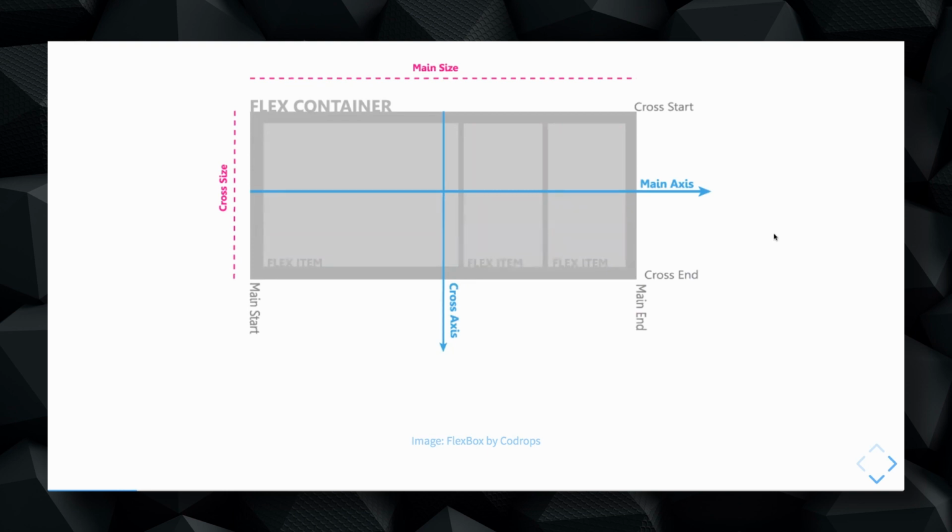So every flex container or Flexbox, okay, has two axes. They have this main axis that crosses through them horizontally at this point, and we have this cross axis that crosses the Flexbox vertically.